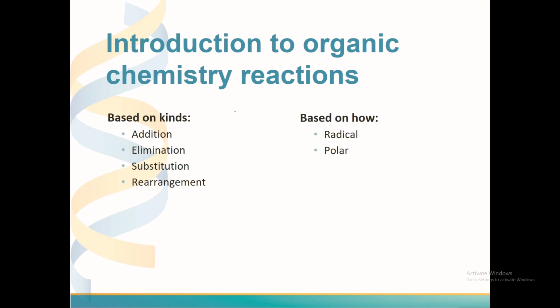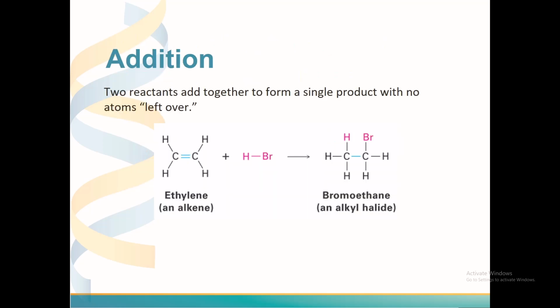In organic chemistry, reactions are divided into two, based on the kinds and based on how the reaction works. Based on the kinds of reactions, there are addition, elimination, substitution, and rearrangement reactions. Any other reaction name that you might have heard is in principle the same. Either it's addition, elimination, substitution, or rearrangement. It is usually just named based on who first discovered the reaction. And based on how the reaction works, it is either a radical reaction or a polar type reaction. We're going to discuss them one by one.